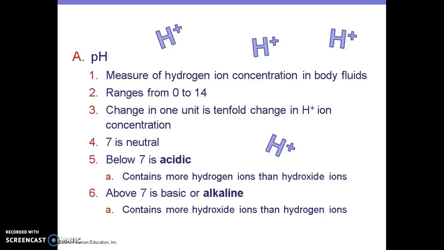We have to measure that hydrogen ion. It's called the pH of our body, the measurement of that hydrogen ion. And the pH scale ranges from 0 to 14, where 0 is very, very acidic, 14 is very, very basic. And when you go from one number to the other, it's not just 0 to 1, it's 10 times. A tenfold change in concentration. 7 is neutral.